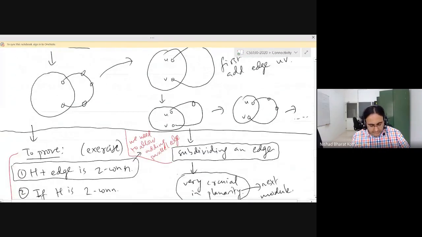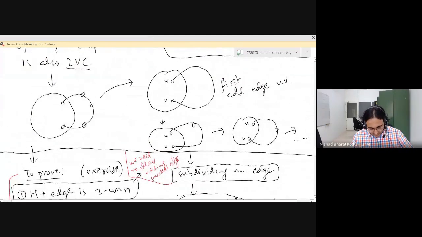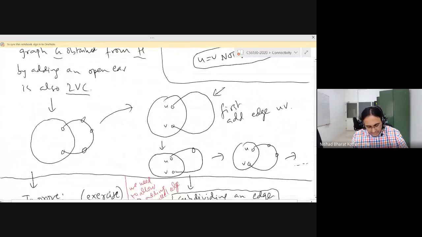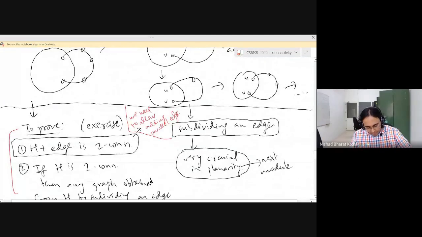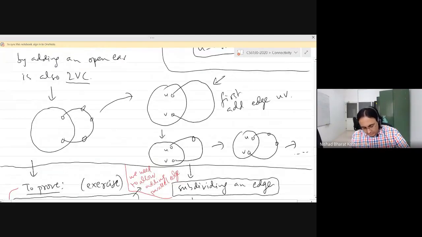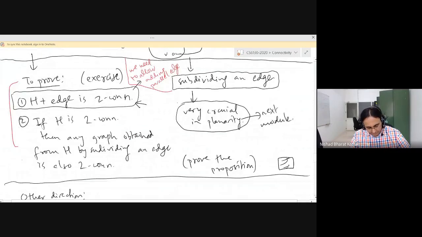One strategy of proving it is to first add an edge between the two vertices. You show that adding an edge preserves the two connected property. And the second step is to show that subdividing an edge also preserves it. What does subdivision mean? If this is an edge of a graph, you put one more vertex here, then you put another vertex. You keep subdividing the edge. And this procedure also preserves the two connectivity of the graph.